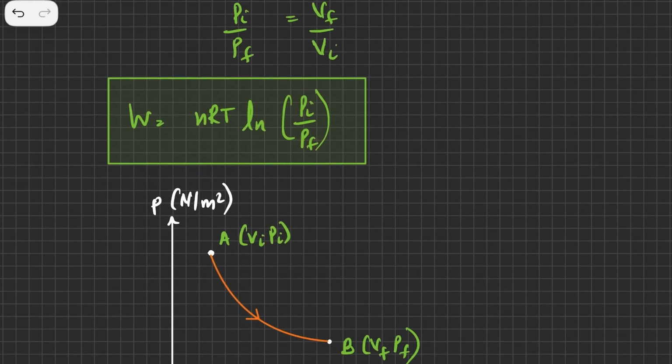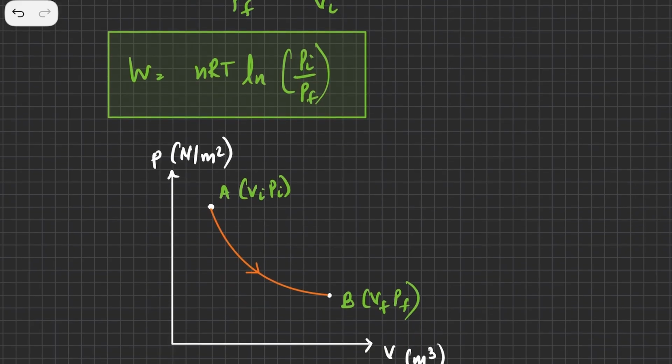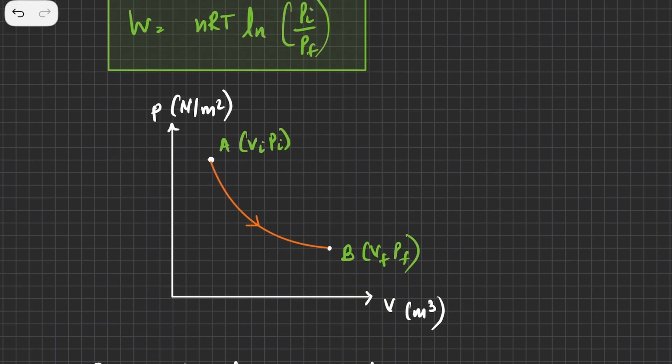Now quickly turn to the PV graph. The PV graph for an isothermal process looks something like this. On the y-axis it's pressure, on the x-axis it's volume. The SI unit of volume is meter cube. The SI unit of pressure is Newton per meter square, as I have mentioned. These units become irrelevant. The nature of the graph is most important. So let's say A is our initial state and B is our final state. So VI is the initial volume, PI is the initial pressure, and the final volume and final pressure are for B. So the graph goes into a curve.